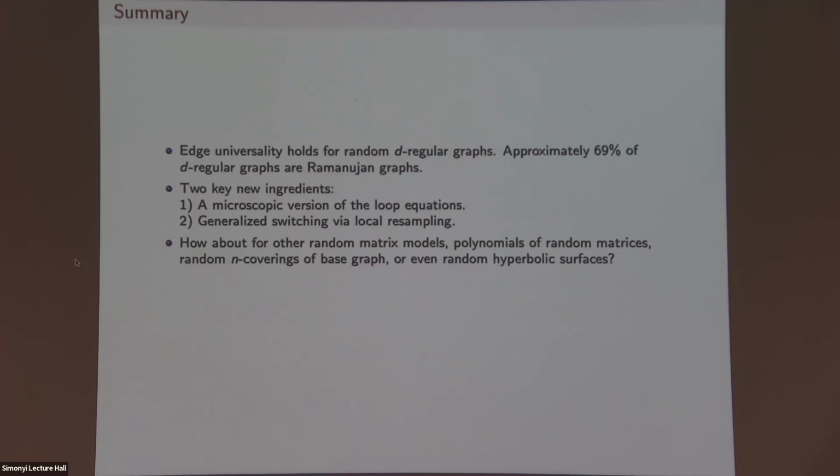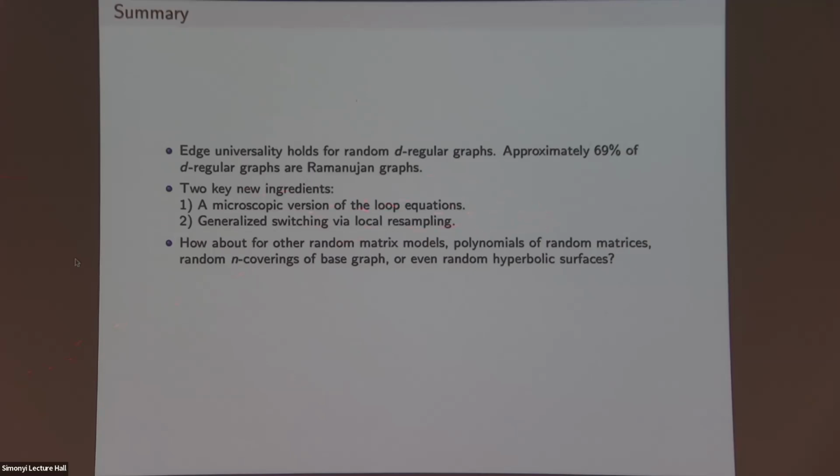So in this work, we show the eigenvalue universality for those random d-regular graphs. As a conclusion, we get approximately 69% of those graphs are Ramanujan graphs. Although more than half of those graphs are Ramanujan graphs, if you ask me to give you a deterministic one, you still need number theory. We cannot. And the two key new ideas in the proof, one is those microscopic version of loop equation.